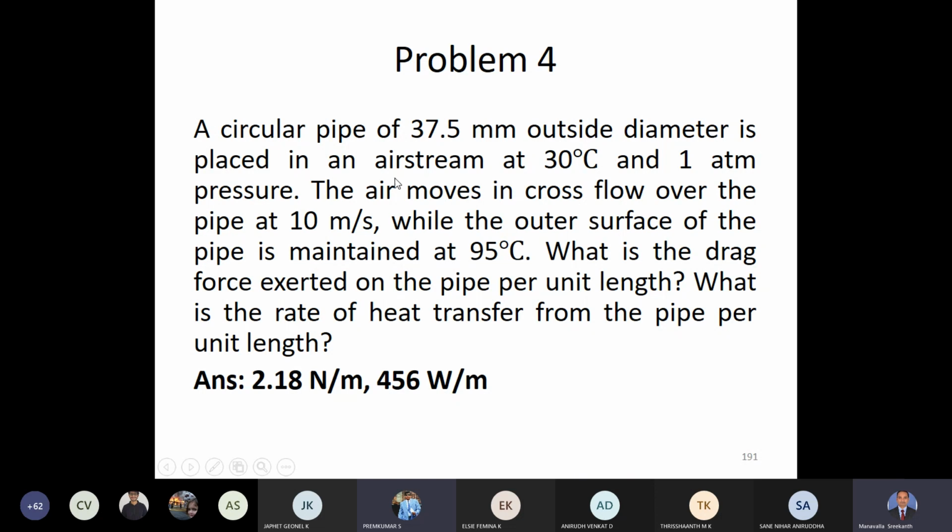A circular pipe of 37.5 millimeter outside diameter is placed in an airstream at 30 degrees Celsius and 1 atmosphere pressure. The air moves in cross flow over the pipe at 10 meters per second, while the outer surface of the pipe is maintained at 95 degrees Celsius. So the pipe has a constant temperature and the fluid is at a temperature of 30 degrees Celsius. What is the drag force on the pipe per unit length? What is the rate of heat transfer from the pipe per unit length? This again is quite a standard problem. So we have a circular pipe of diameter 37.5 millimeters.